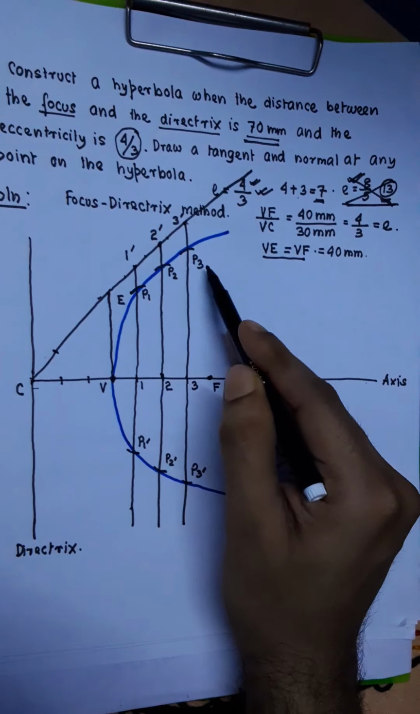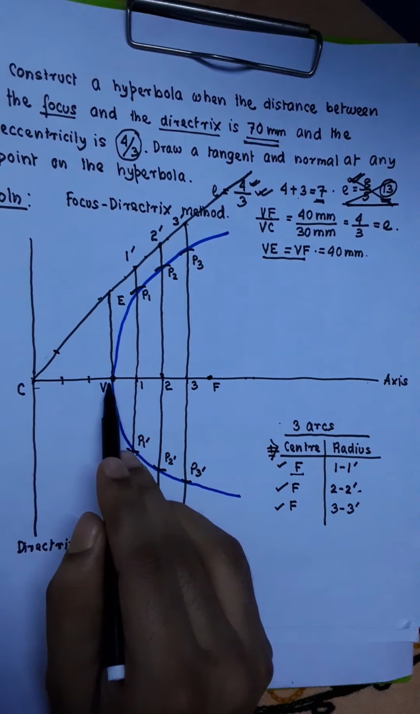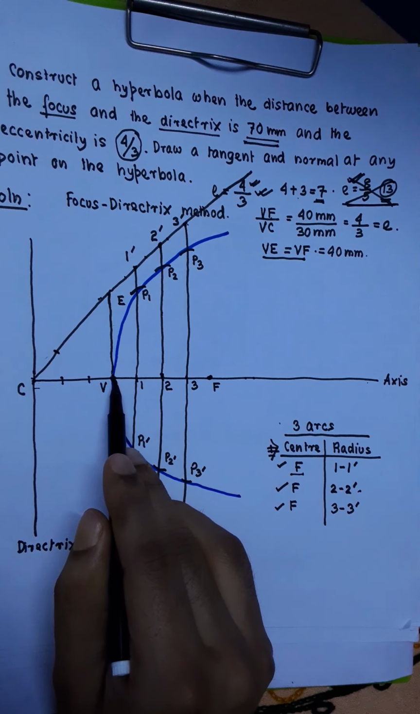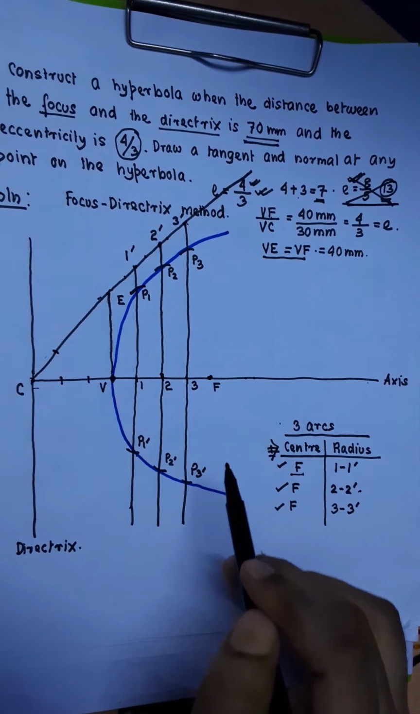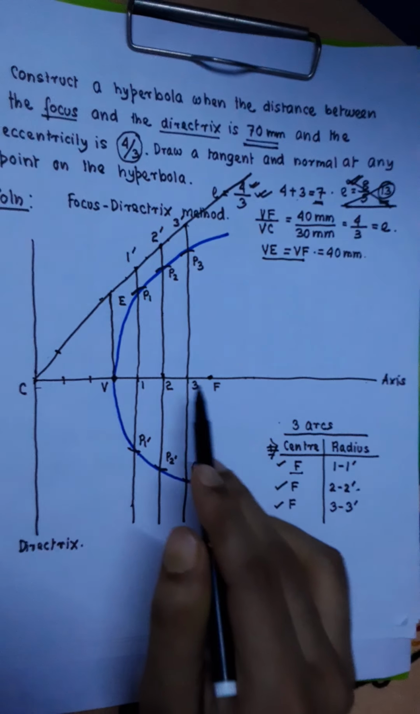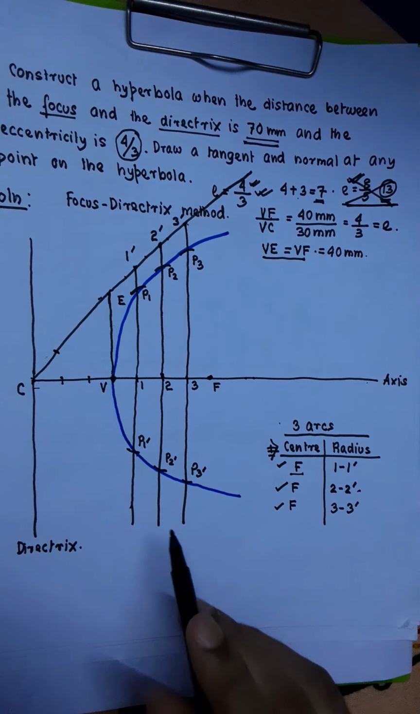These 3, P1, P2, P3, these 3, P1 dash, P2 dash, P3 dash, and you should not forget the vertex. The vertex is also a point which is going to lie on the hyperbola. So these 7 points, if you join with the help of French curve, you are going to get the desired hyperbola which is shown by this blue colored line.